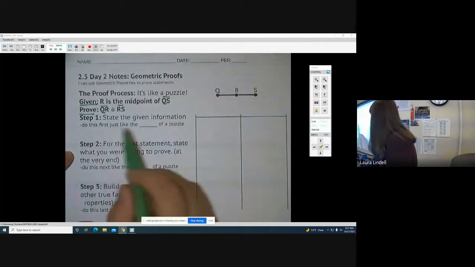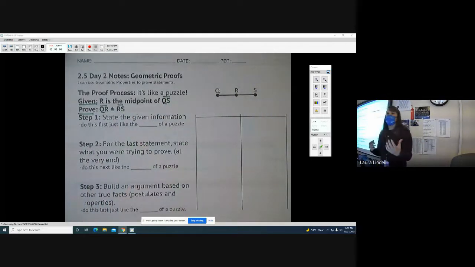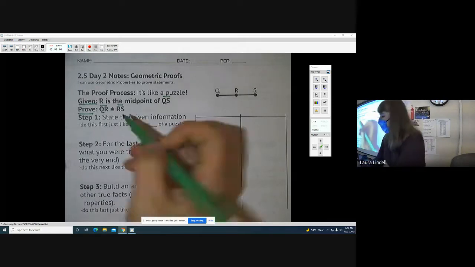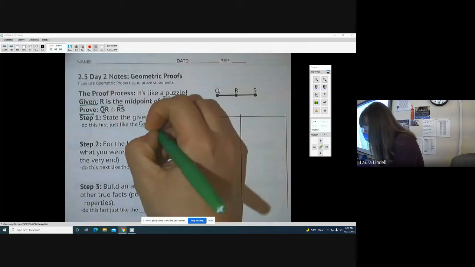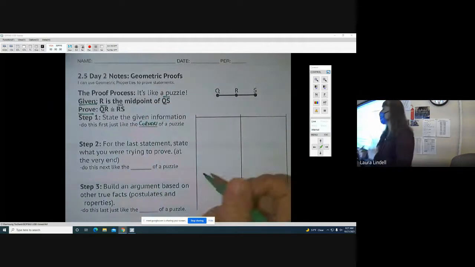And so when you state the given information, if you think of this in terms of a puzzle, so bear with me, I know not everyone does puzzles anymore, but hopefully we've all done a puzzle at some point in our lives. Does anyone know what you usually do first on a puzzle? Make the corners, right? Find all the corners. Stating the given information is kind of like finding the corners on a puzzle. It's a thing you do first. It's a guaranteed first step.